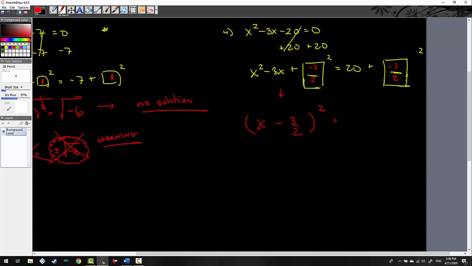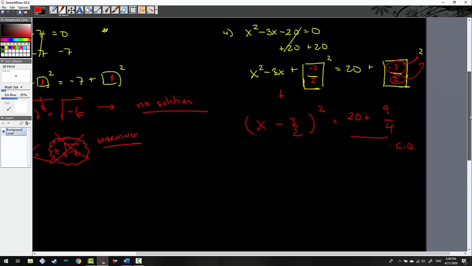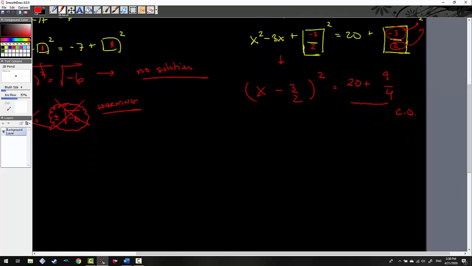Equals, this is going to be a little bit harder. This is 20 plus negative 3 squared is 9. 2 squared is 4. I'm going to need a common denominator here to add those two things together. So what does that look like? Well, 20 is really 80 over 4 plus 9 over 4. That gives me 89 over 4 equaling x minus 3 halves squared.